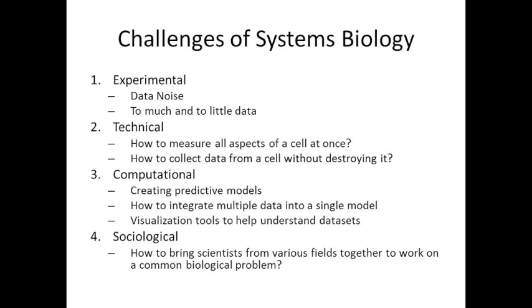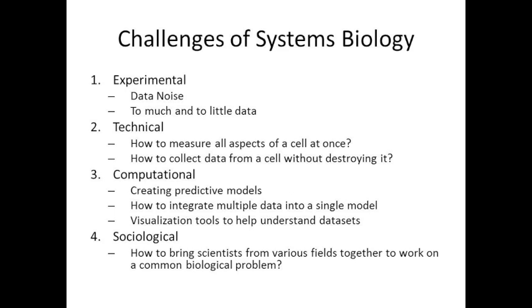There are still computational challenges to take care of. In order to move on to predictive biology, we need to be able to create predictive models, models where we can make a change and see what happens in the organism's phenotype due to that change. This is still very much an active area of research. We also need to know how to integrate multiple data sets into a single model. It's great that we have the proteome and the genome, but how do we use that information together and see how they interact to produce the overall phenotype of the organism?